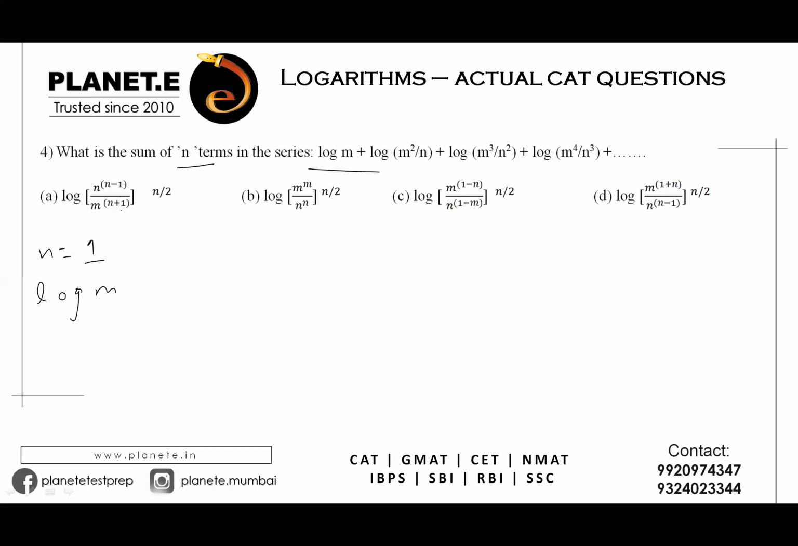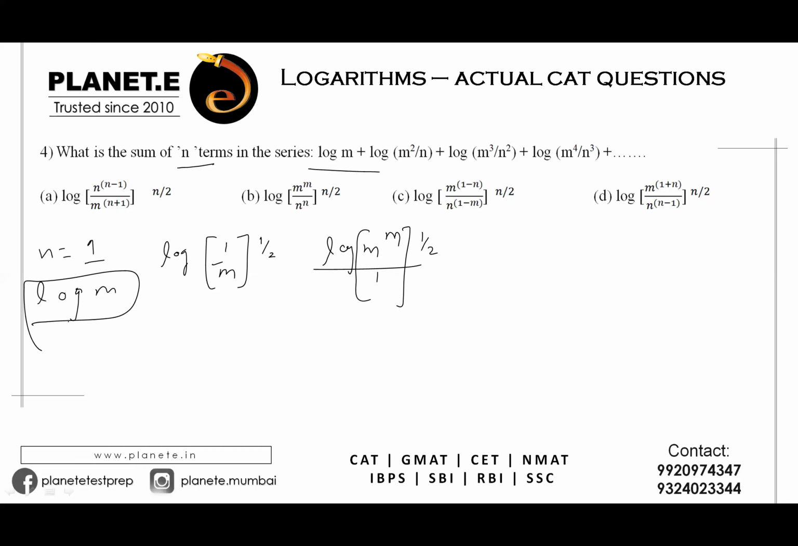So let's put n equals to 1. So what will the first value give me? Log 1 raised to power of 1 minus 1, that is 0, 1 upon m, and that is half. So is this log m? No, it is not. This is not satisfying. Second option, log of m raised to power m upon 1, and whole raised to power of half. Again, is this giving you log m? No, I should get my value as log m, because if I take only one term, that is n equals to 1, so my answer should be log of m.